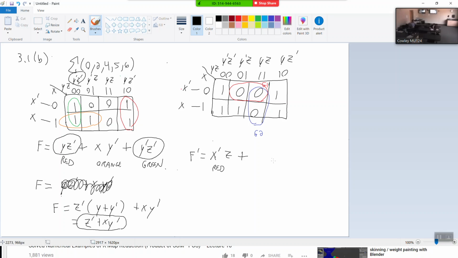Now, if I focus on the blue, the G group 2, G2, what can you see about the X's? Different. So the X's drop away. They're both in the same column. So if I go straight up, the Y and Z are both the same. They're both equal to 1. So this would be YZ. Again, write that as a product of sums. I'm going to have parentheses here. What am I going to put inside of parentheses?